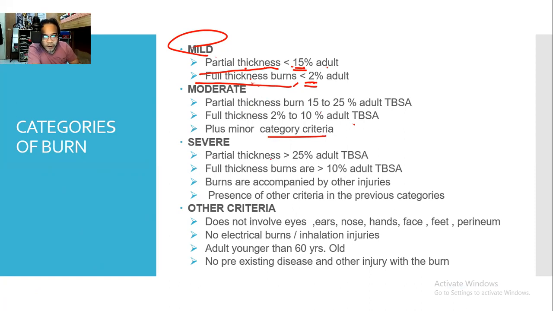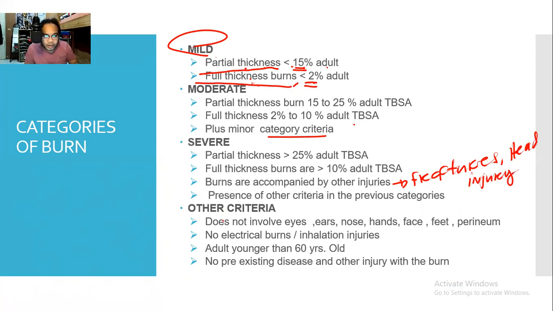Next is for the severe. Ito na yung ating more than 25% of your TBSA. And then full thickness burns are 10% in your TBSA, and burns are accompanied by other injuries and presence of other criteria in the previous categories. Okay, accompanied by other injuries such as, let's say, for example, fractures. Okay, pwede sa ating limbs, pwede sa ating thorax, pwede din sa ulo. So you have there your head injury as well, no? Fractures, head injury, ayan. Okay?